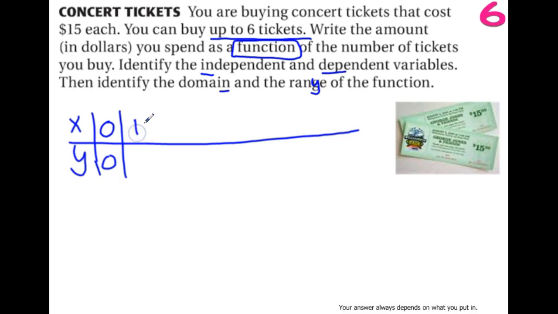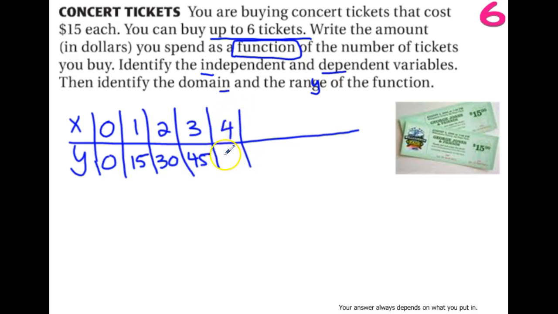If I buy 1 ticket, that's going to cost me $15. 2 tickets, another 15 would be 30. 3 tickets, another 15, 45. 4 tickets, another 15 is 60. 5 tickets, another 15 would be 75. 6 tickets would get me to 90. But I can't buy any more because it says I can only buy up to 6 tickets.